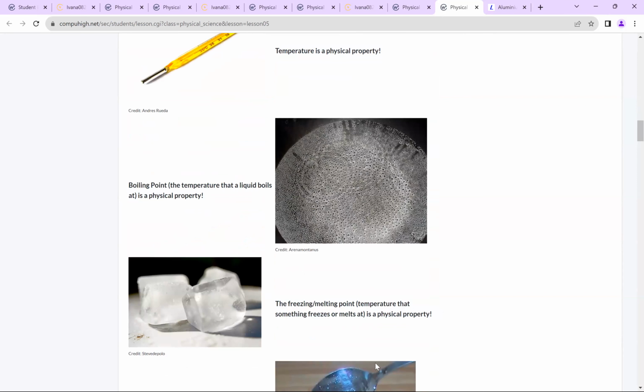Gotcha. I have to choose one of these. Four. You choose four of them and define them. Okay. Well, I can talk about the freezing point. Like for iron, right? I have to talk about this for iron. No, I think it's just in general.